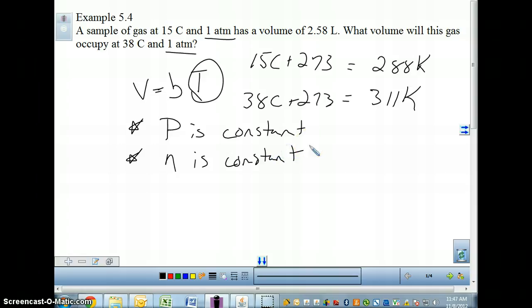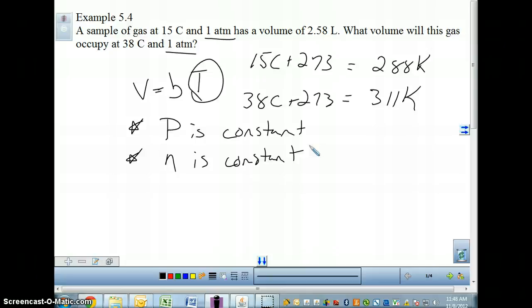The only time where the number of moles would not be constant is if the question were to be worded in such a way that implies or directly says that you're adding gas or removing gas. If you're adding stuff or removing stuff, you're adding moles or removing moles, and then n would not be constant. But in this question, n is constant. We're allowed to use Charles' Law.